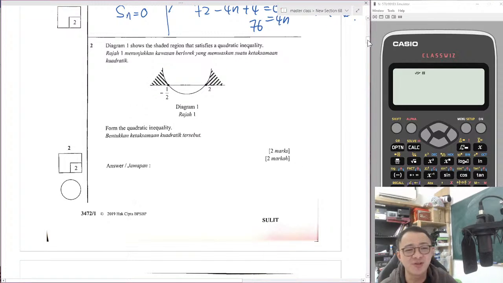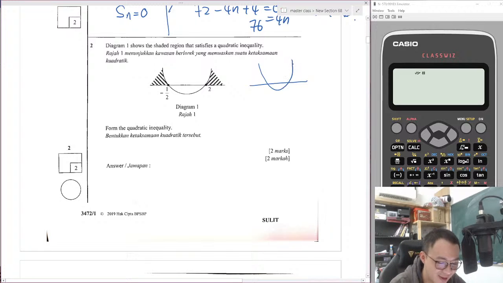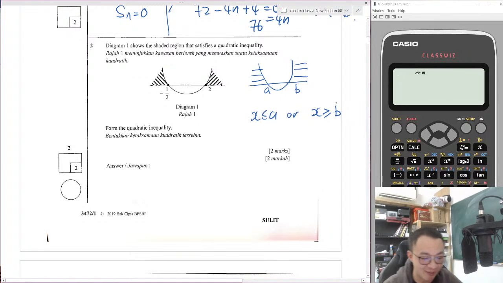Alright, this is quite straightforward. If you learn about quadratic inequality, you should know that whenever you have something like this, they ask about the shaded region on both of these sides. It's basically a ≤ x ≤ a, or x ≥ b. But here they actually add in something else, which is the dot. If you look carefully, they have two dots for -1/2 and 2 here.